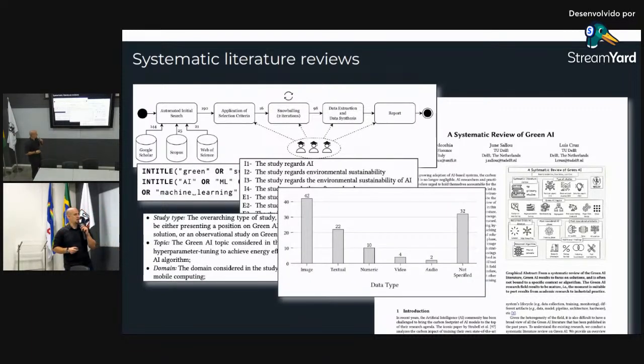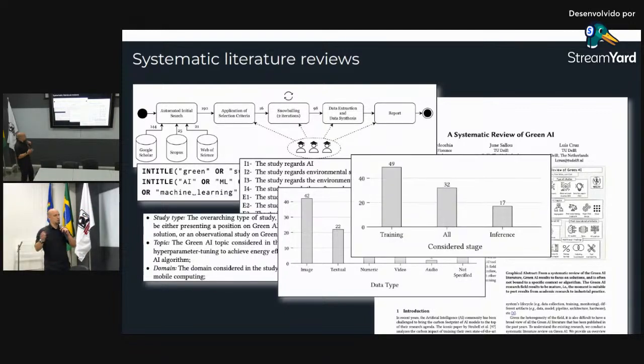For example, which data type is most used? We didn't know it before, but in Green AI, mostly images are used, followed by textual data, then numeric, video, and so on. And a lot of papers actually don't specify which data are used. It's kind of weird. Or again, and this was basically what you said before, a lot of papers, this was back in 2022 or 23, I don't have a reference, focus on training for now. Fewer consider both inference and training, and then even fewer inference only, which is something I think we can improve because of what you said, Emilio.